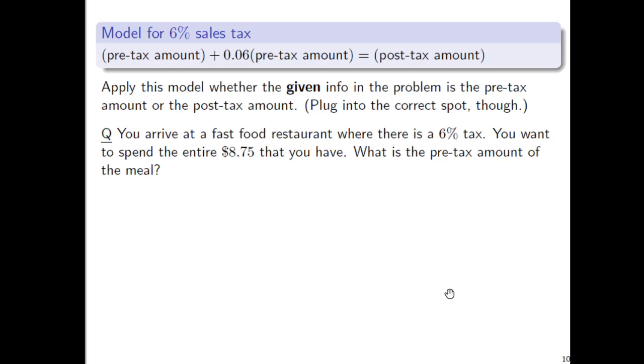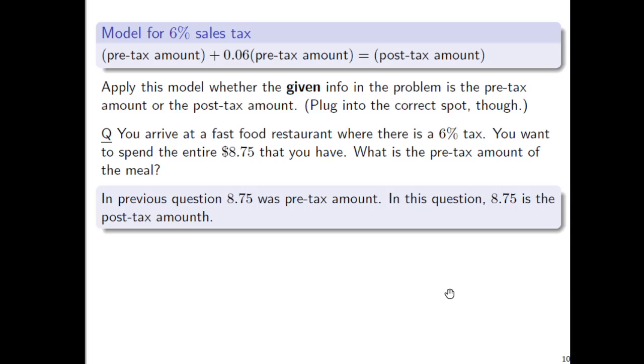So let's look at this other question. You arrive at a fast food restaurant where the tax rate is going to be 6%. You want to spend the entire $8.75 that you have. So what is the pre-tax amount of the meal? Like, what can you afford as a pre-tax amount?